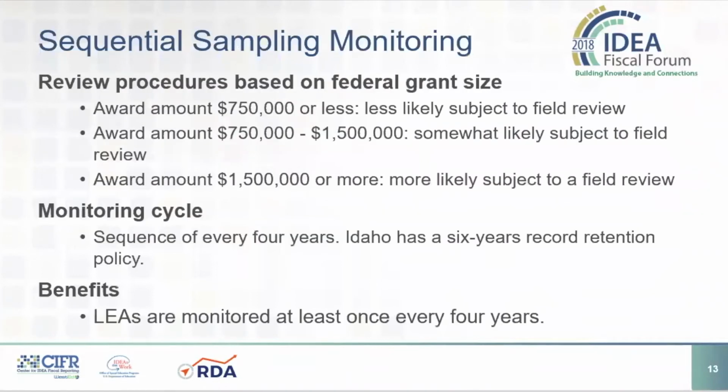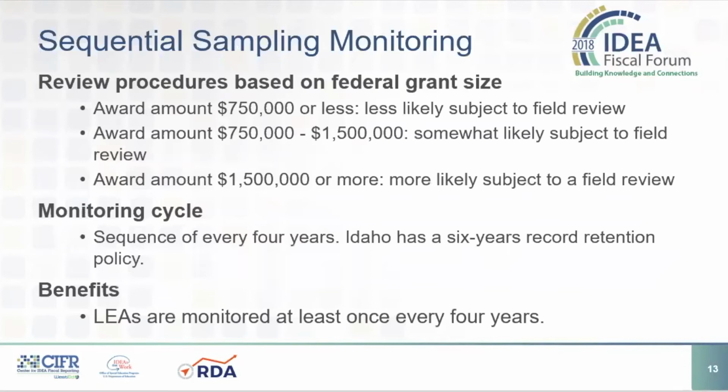So now let's talk about the sequential sampling monitoring. It's pretty simple. We have all the LEAs here in the state of Idaho. So we divided them into 4, and then we have a first group that will be selected in year 1. We have a second group that will be selected in year 2, a third group in year 3, and then a fourth group in year 4. And we just go through a sequence every year. That's how we determine who will be selected for fiscal monitoring.